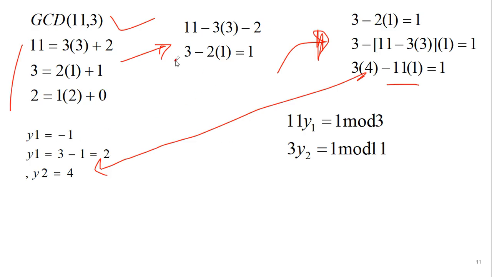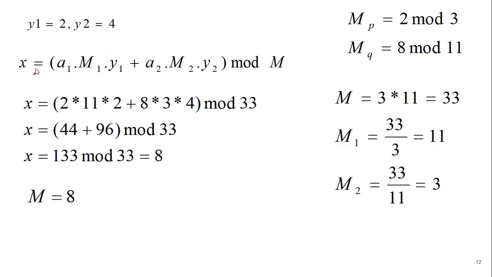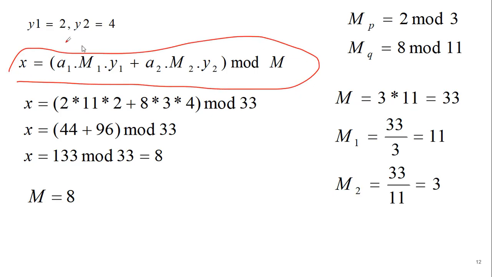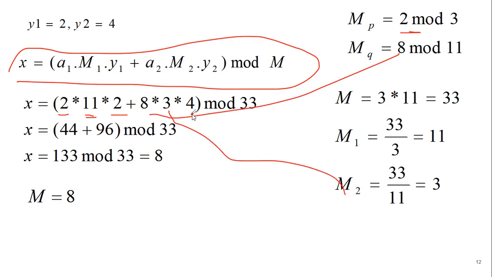So in this way we calculate the M1 inverse and M2 inverse. After that we can apply the Chinese remainder formula. Here a1 is 2, M1 is 11, and y1 is 2. For the second, a2 is 8, M2 is equal to 3, and y2 value is 4. So we multiply and then add, and we take the mod with respect to capital M, which is 11 into 3, 33. We are getting the answer 8.